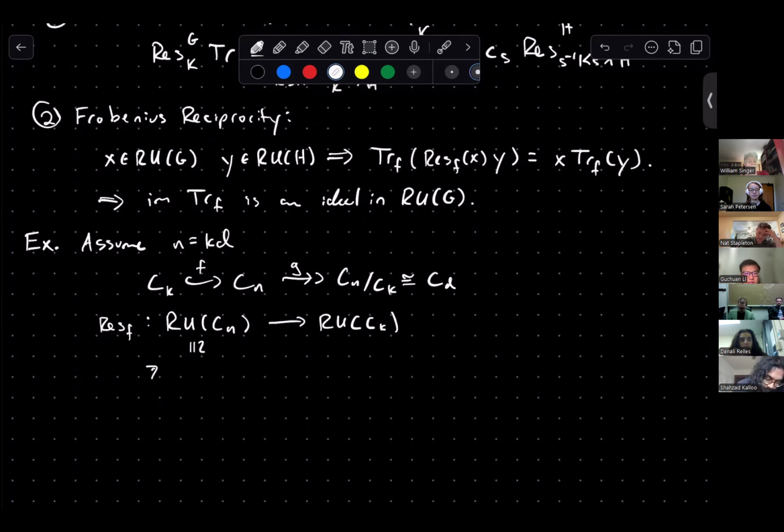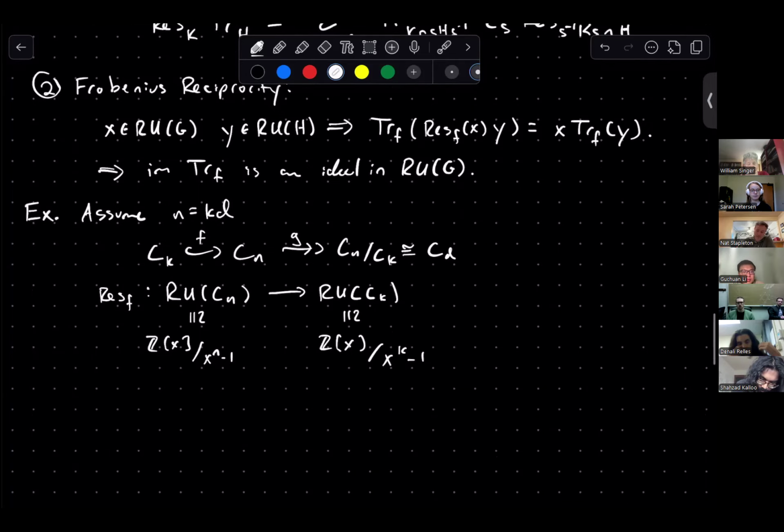So this is isomorphic to Z adjoin X mod X to the n minus 1. And this is isomorphic to Z adjoin X mod X to the K minus 1. Where X is just the action by rotation on the left by e to the 2 pi i over n, and on the right by 2 pi i over k. So these X's are different X's. But when I restrict the action that rotates by 2 pi i over n to C sub k sitting inside of C sub n, I get the rotation by 2 pi i over k.